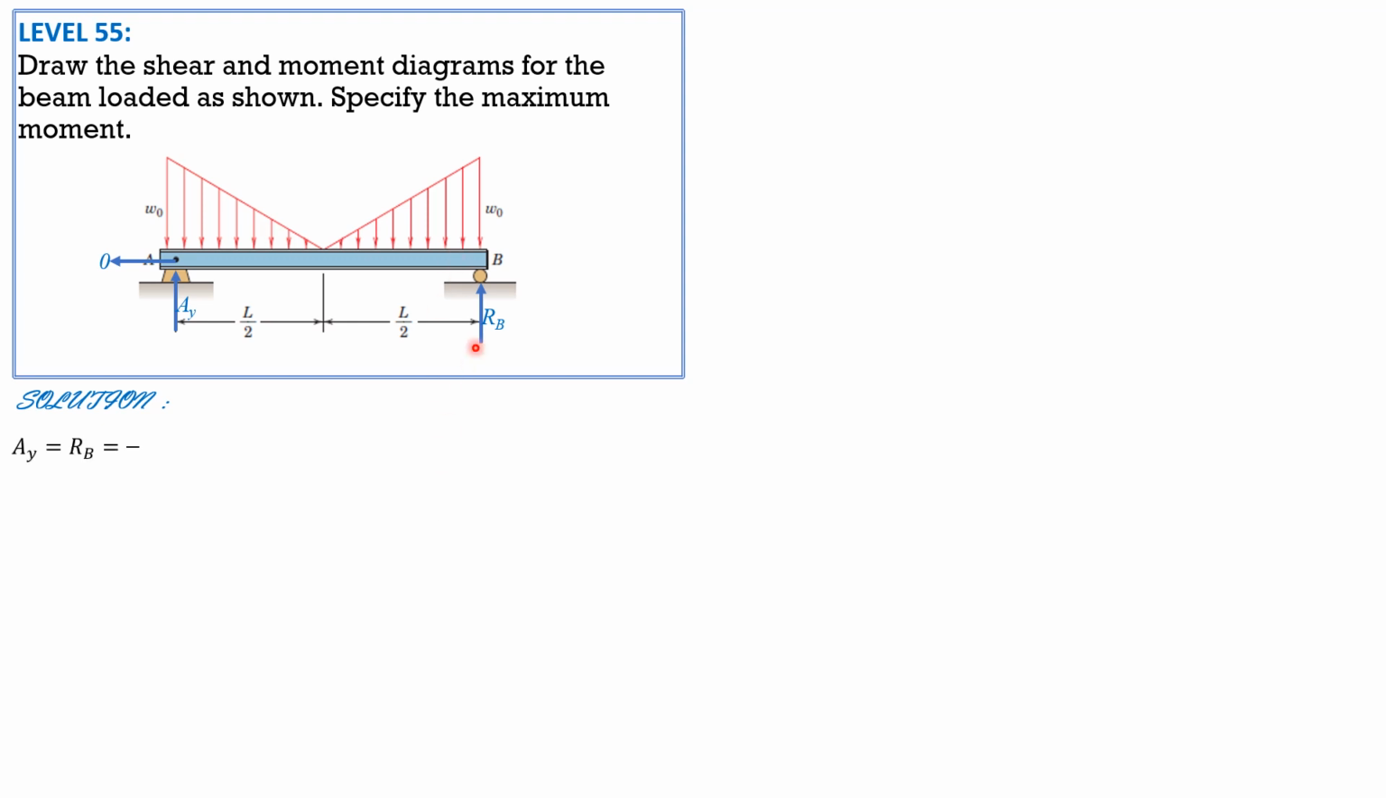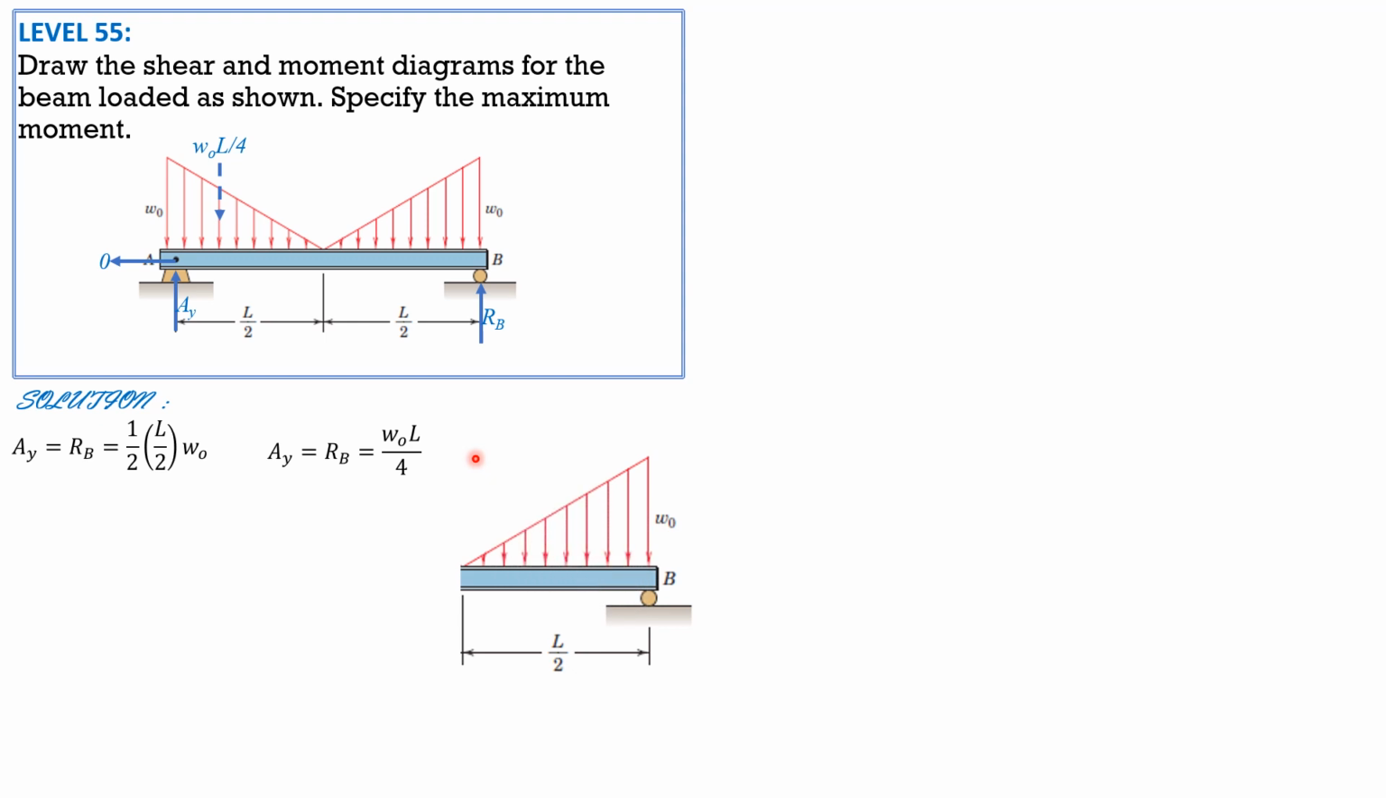So AY equals RB equals 1/2 of L over 2 times WO because of the symmetrical loadings. So AY equals RB equals WO L over 4. This is 1/2 of L over 2 times WO, so WO L over 4, same is true with the right side. So this is now the free body diagram. Positive shear is upward, but it is 0 because WOL over 4 minus WOL over 4 is 0 already at the midspan. And the moment is maximum at the midspan.